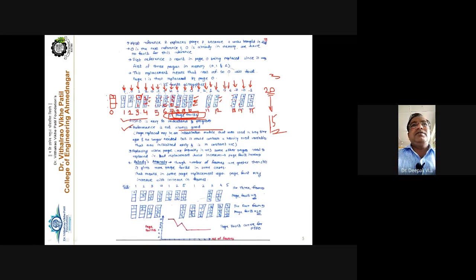So the page replaced may be an initialization module that was used a long time ago and is no longer needed, but it could contain a heavily used variable that was initialized early and is in constant use. So that's why one can say the performance is not always good. Replacing an active page that is frequently required is a bad replacement choice, and that increases the page faults. If the replacement policy is bad, definitely it's going to increase the number of page faults.